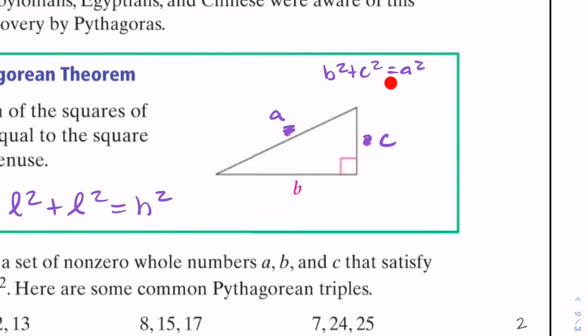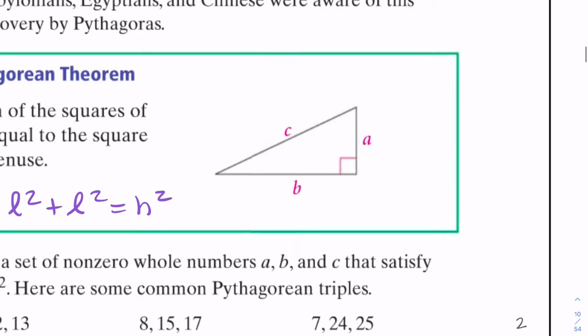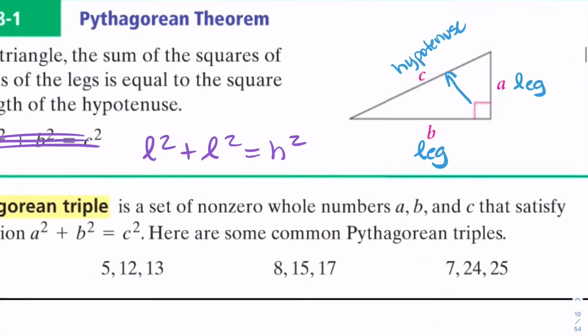Let's not focus in on the letters, but simply focus in on the legs of the triangle, which are these two, and the hypotenuse, which is this one. This one's always the hypotenuse because it's always opposite the right angle. So I'm going to erase that, and I'm just going to list that this right here is the hypotenuse. And because that's the hypotenuse, these are the legs. So we have two legs and a hypotenuse, meaning that leg squared plus leg squared equals hypotenuse squared.